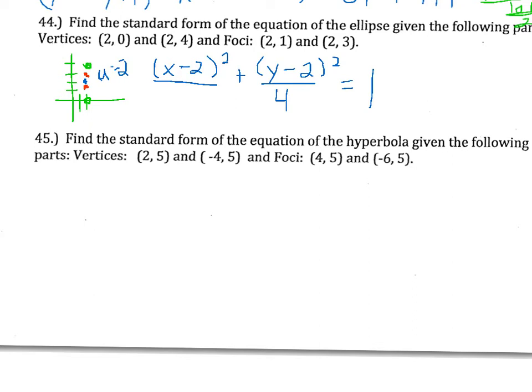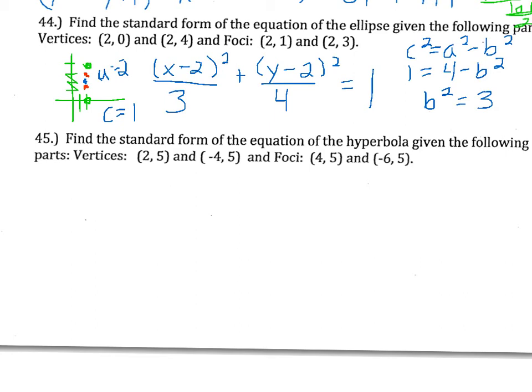We are not given our co-vertices, which would give us our b, but we are given our foci. And we know that the distance from our center to our foci is 1. So we know that c equals 1. So based off that, we can use our equation c squared equals a squared minus b squared. So we know that 1 equals 4 minus b squared. So b squared would have to equal 3. And again, we don't need to solve for b because we're just looking for b squared. So we know that a 3 will go underneath the x.